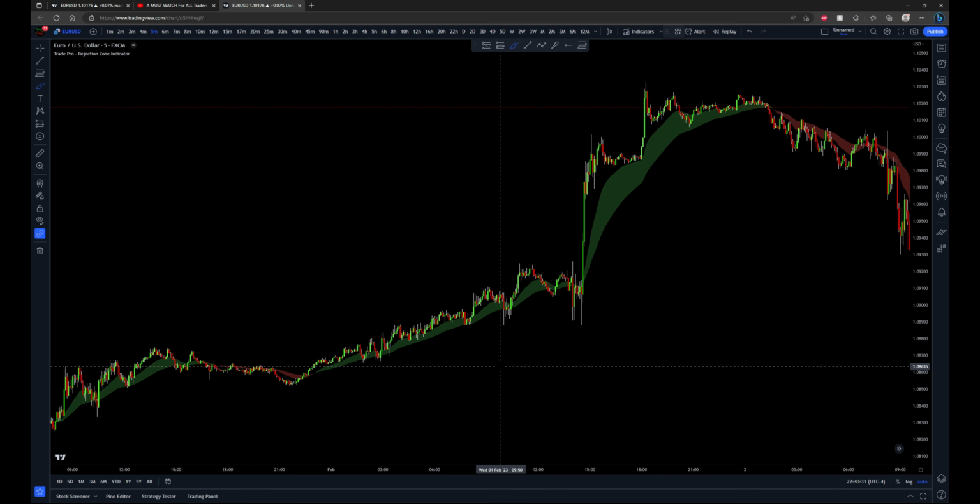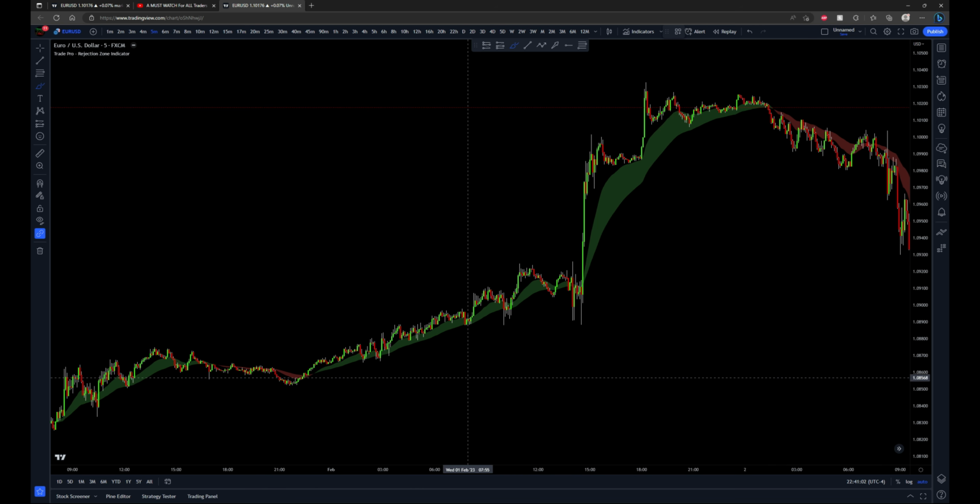Now, to test how often trends continue after pullbacks, we have to define objectively what the trend is, what a valid pullback is, what a valid trend continuation is, and what a trend failure is. So how we're going to do this is use the Trade Pro Rejection Zone Indicator Cloud, which is this green and red cloud, which will tell us the trend direction based on the color of the cloud. So if the cloud is green, that's an uptrend. If the cloud is red, that's a downtrend.